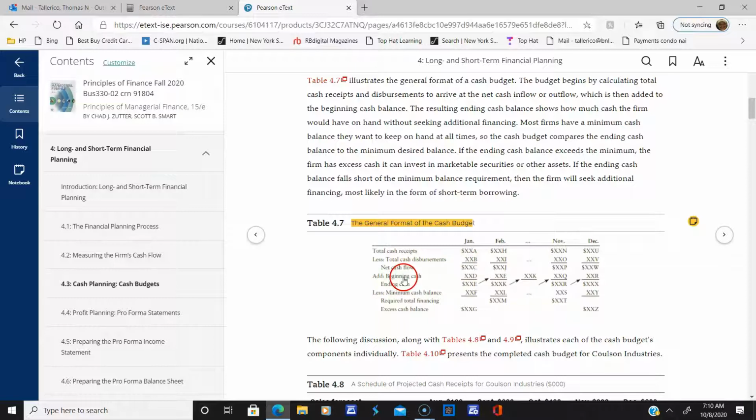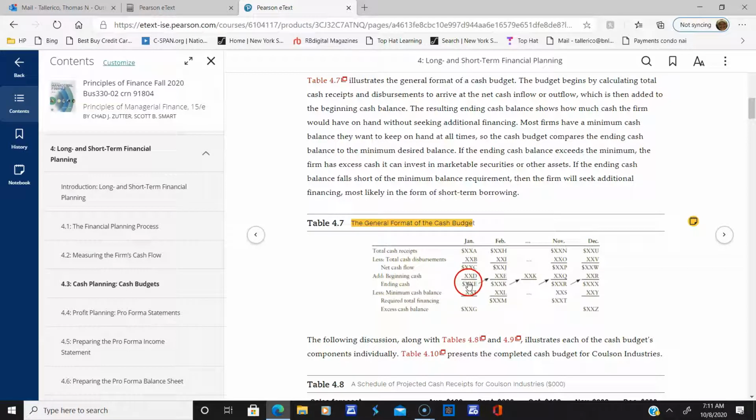Now, there may be a spillover from last month where you didn't use all your cash, and that would be the beginning cash for this month. Is everybody clear? So when you add that to your net cash flow, here's your ending cash.